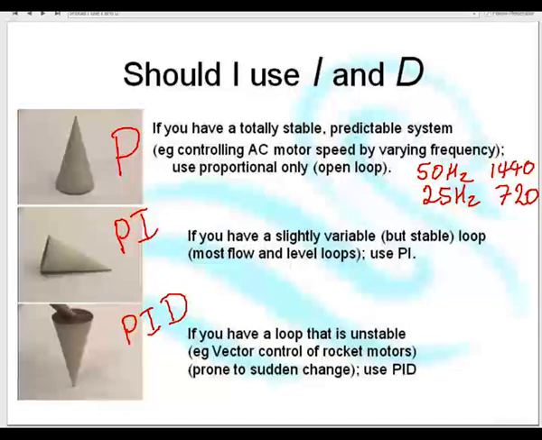If I want to get 720 RPM, I give it 25 Hertz. 25 Hertz, it runs at half the speed. It is totally predictable. In this case, I would use pure proportional control, and I wouldn't use feedback. I don't need feedback, and if I use feedback, the most likely thing that's going to happen is that it will oscillate, because feedback causes oscillation. So if I have a completely predictable control system, I use P only.